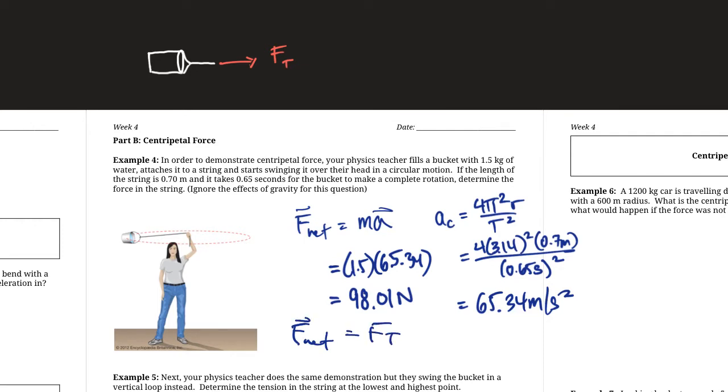So it's just going to equal the force of tension. Therefore, the force of tension just equals 98 newtons to two significant figures. And again, we don't really give a direction here because the direction is constantly changing as it moves around the circle. It's constantly in the direction towards the center of the circle. So that string basically needs to be able to support 98 newtons of force.